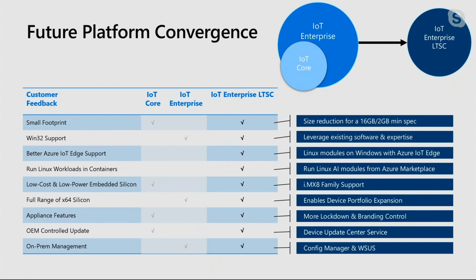Of course, like every other long-term servicing release, it's going to have 10 years of support. And some of the customer benefits is it's really going to be one stable platform that meets all of your needs, meaning we're hoping that it's going to be a reduced size. It's going to leverage existing software, so you don't have to rewrite all of your software. We want to have better support for IoT Edge, and we want to run Linux on Windows in containers.